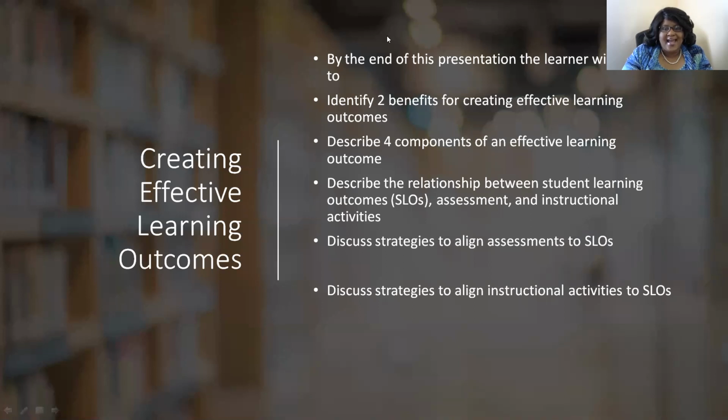By the end of this presentation, the learner will be able to identify two benefits for creating effective learning outcomes, describe four components of an effective learning outcome, describe the relationship between student learning outcomes, assessment, and instructional activities, discuss strategies to align assessments to SLOs, and discuss strategies to align instructional activities to SLOs.